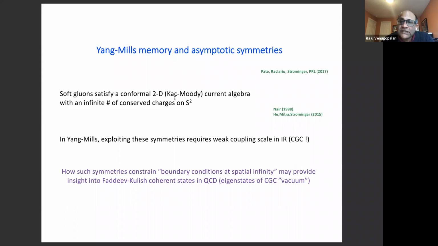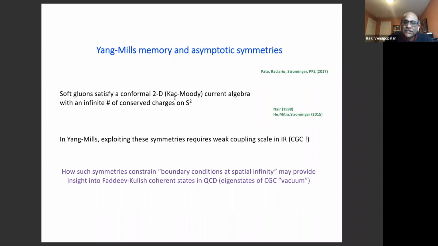Now, this is all kind of academic for QCD, unless you can argue that there's a regime of scattering where Yang-Mills is appropriate to think about. And that's precisely the CGC regime of high occupancies, because there you have this emergent scale, Q_S, the saturation scale, which is large in the Regge limit. And this weak coupling scale allows you to apply all these ideas about soft gluons and asymptotic symmetries in a regime of QCD amplitudes.